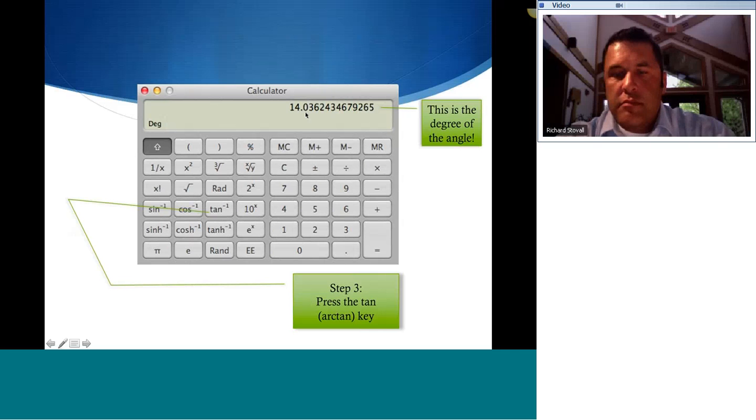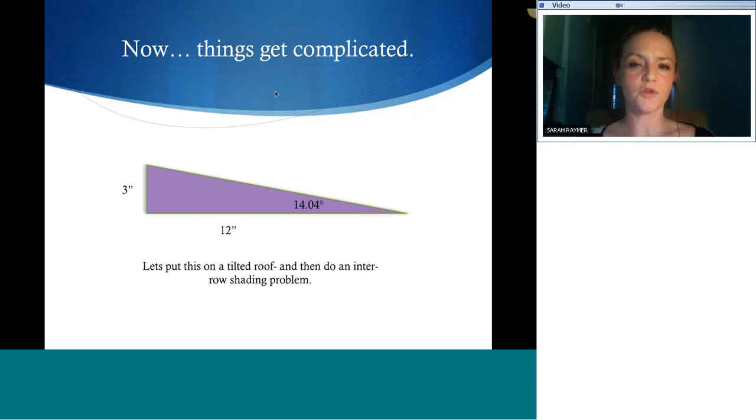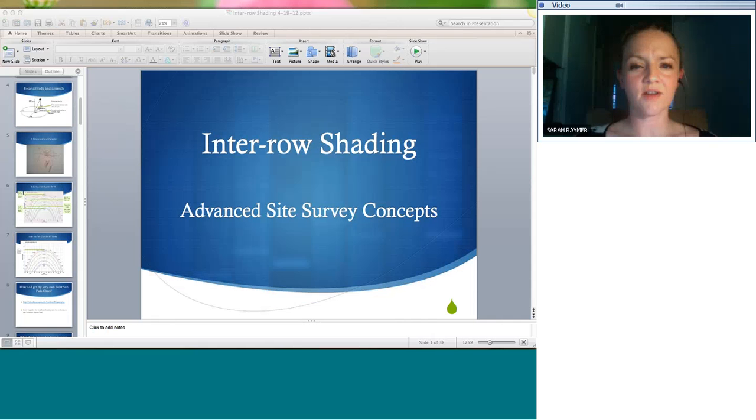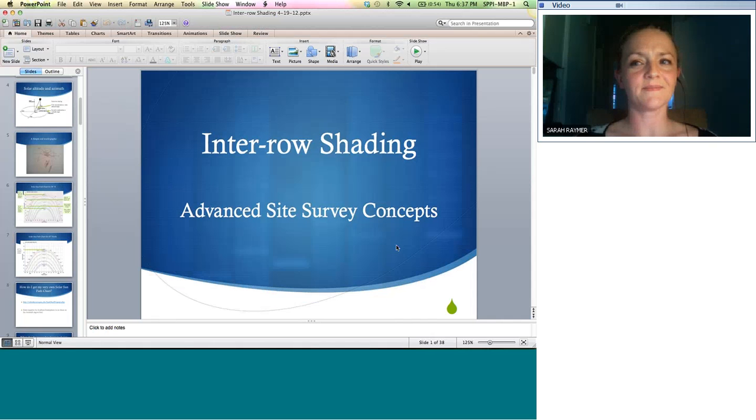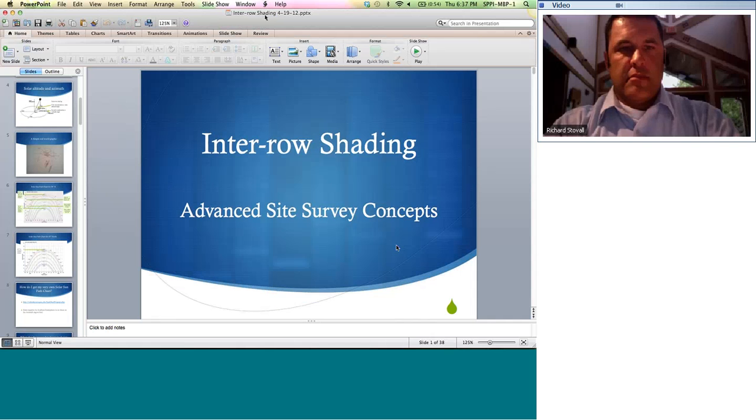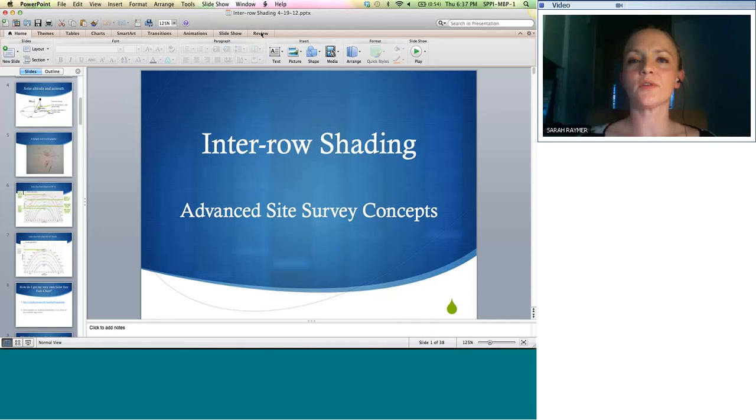It's just that easy. So we have a 14.04 degree angle, and we can plug that in right there. And this is where Richard's going to take over. We'll put this on a tilted roof. I think we're using a 2 over 12 roof for his problem. But this is the more complicated trigonometry here. And that's it. So, Richard, do I need to pass over the screen sharing to you?